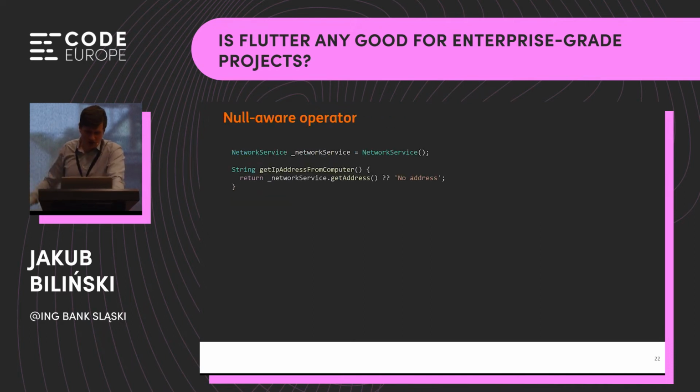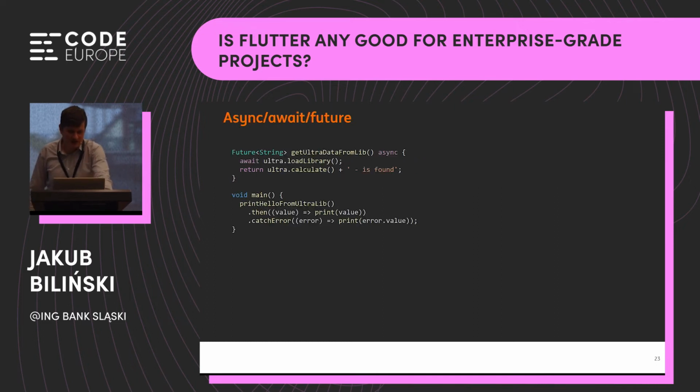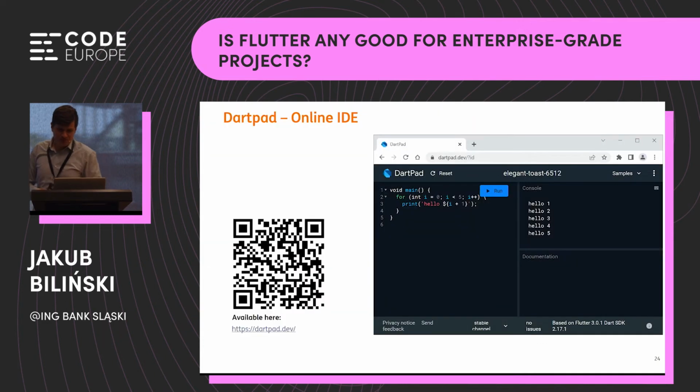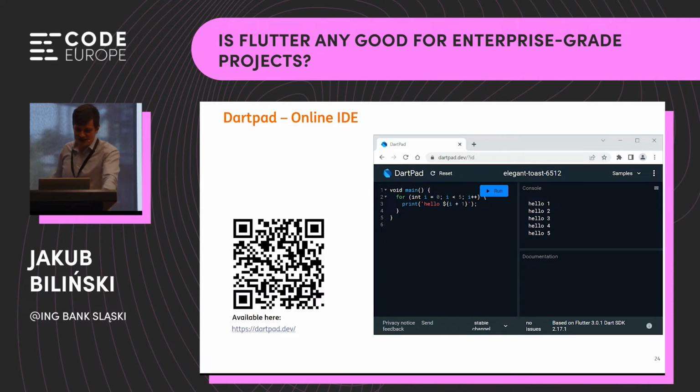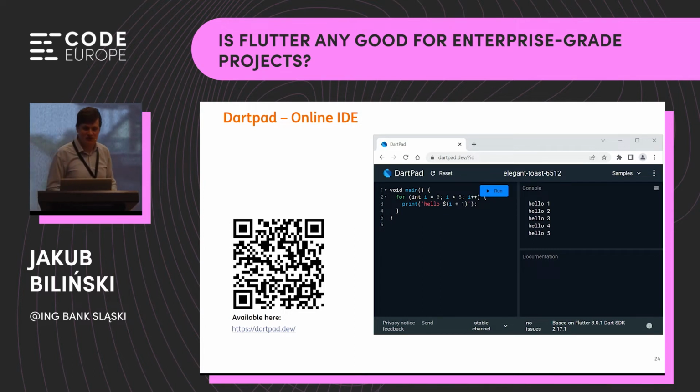Also, there's a null-aware operator with double question marks. We can default to another value if it's null. Also, we've got support for async, await, and future, so fully asynchronous code can be written in Dart without any kind of magic. And it's all great. By the way, you can test that for free now, even, on the site dartpad.dev, where a free tool for testing the code is available.